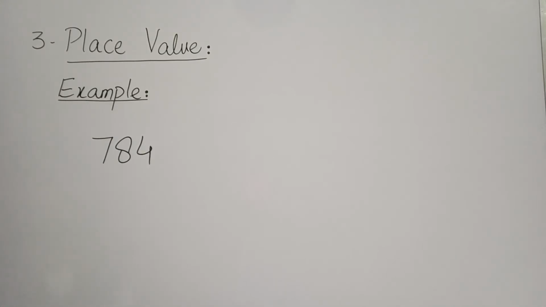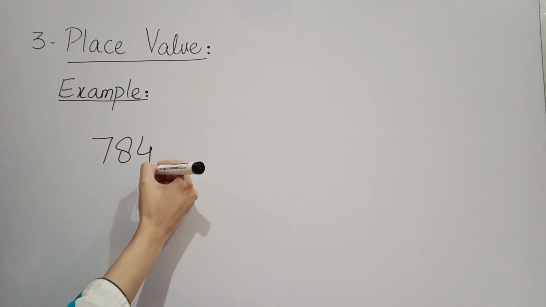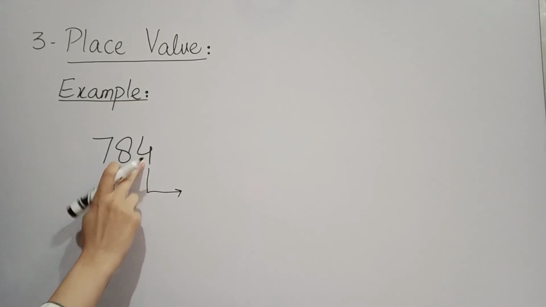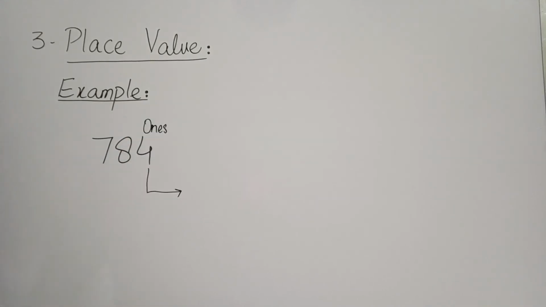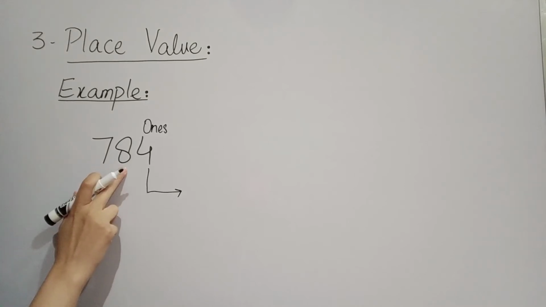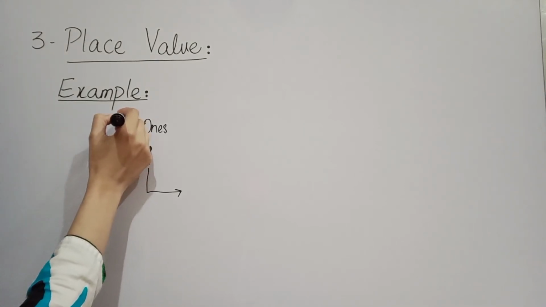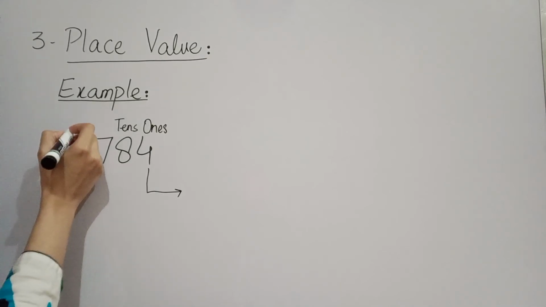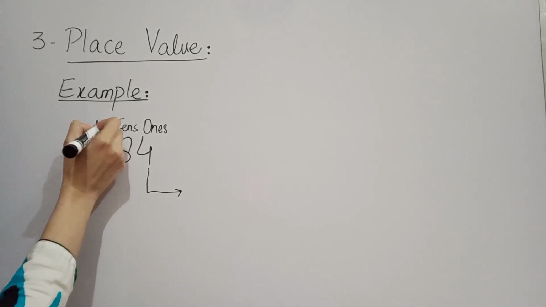Now, can you find the place value of a number 784? Let's try it together. The value of the very first number from your right is ones. And the very next number to ones is 8, and it's in the place of tens. Similarly, number 7 represents hundreds.